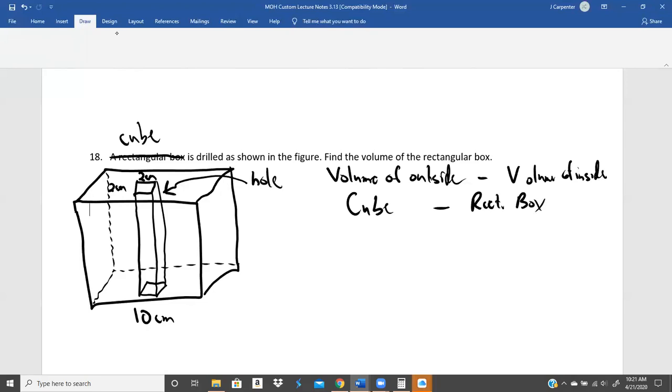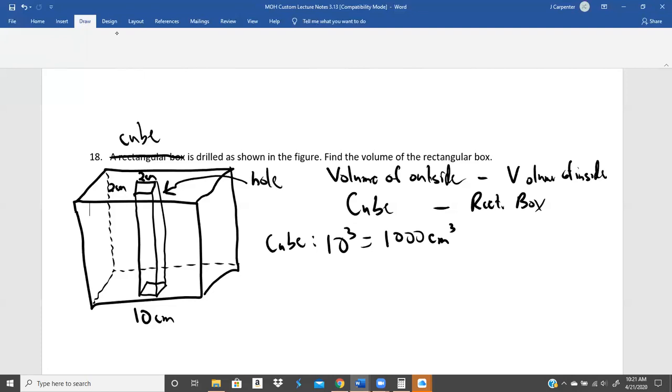So the volume of the cube is just 10 times 10 times 10. It's 10 cubed, which is 1,000, and that would be in cubic centimeters. So that's the volume of our cube. This entire thing before we drilled a hole, it was originally 1,000 cubic centimeters.